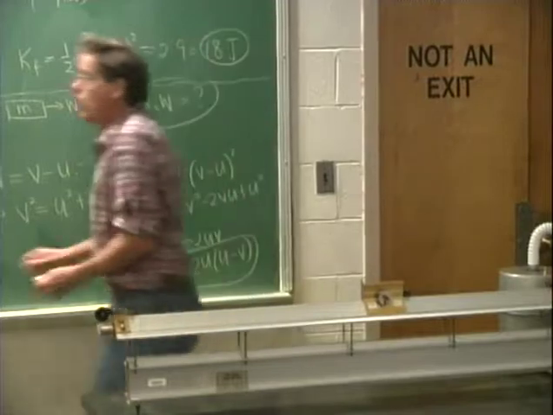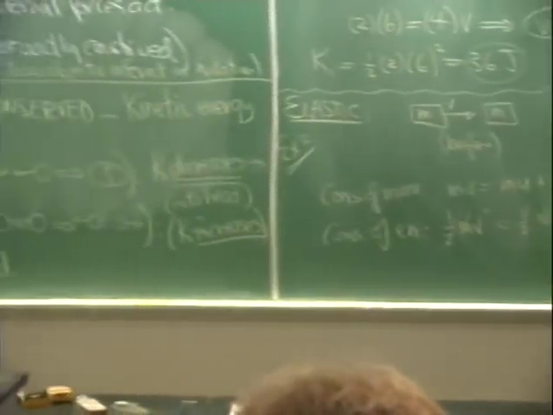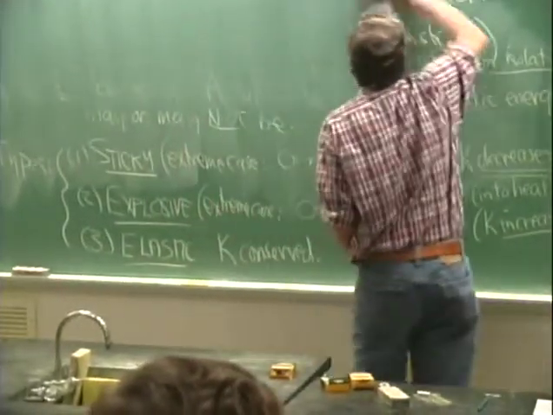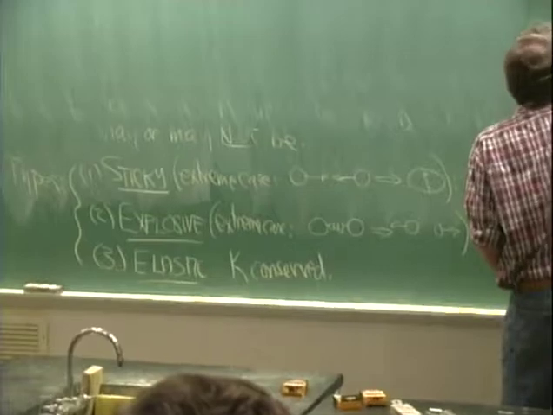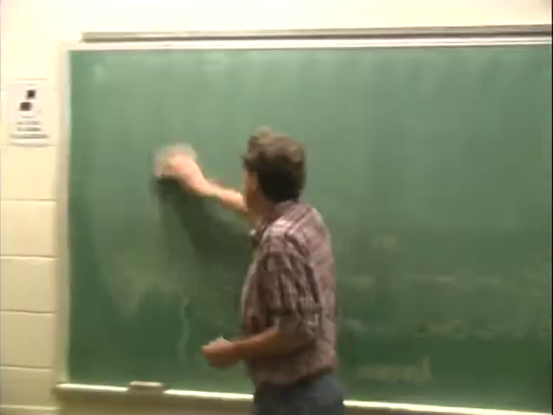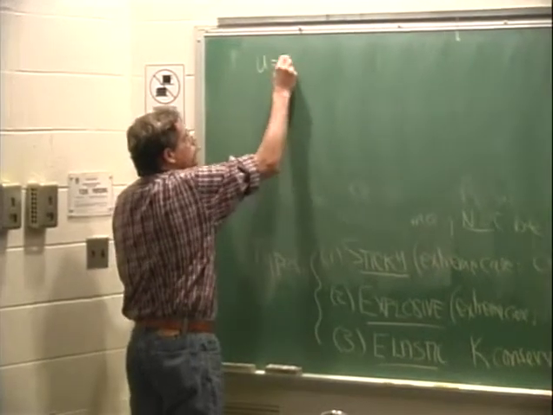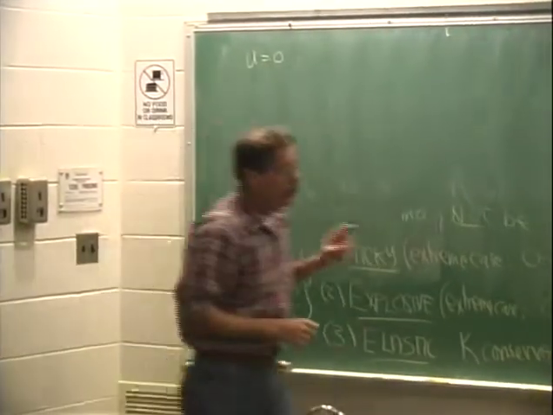Solution? Well, two solutions. What are the two solutions there? Two possible solutions for u. If u times (u minus v) has got to be 0, that means either u equals 0 or else u equals v.